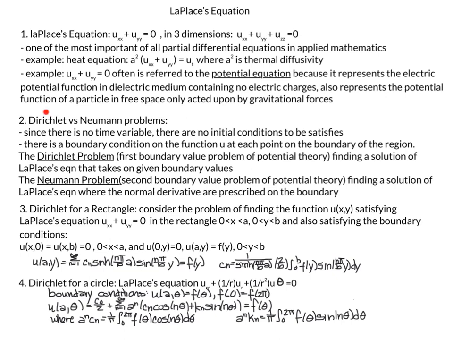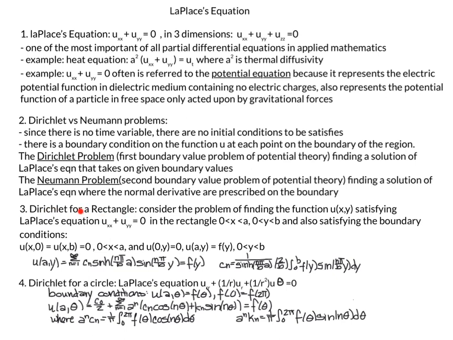We talked about the Dirichlet and the Neumann problem. So first, since there are no time variables, it's just x and y, there are no initial conditions to be satisfied, right? x and y are like on the Cartesian coordinate plane. There's no time. There are boundary conditions for the function u at each point on the boundary. So in the Dirichlet problem, we have different boundary values for our u. In the Neumann problem, we have different boundary values for the derivative of u.